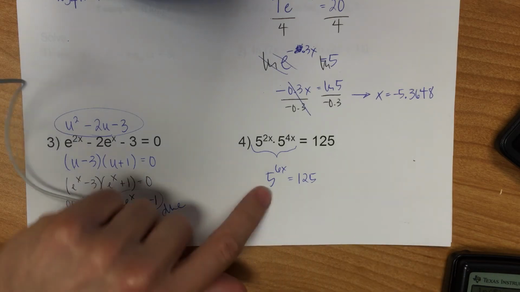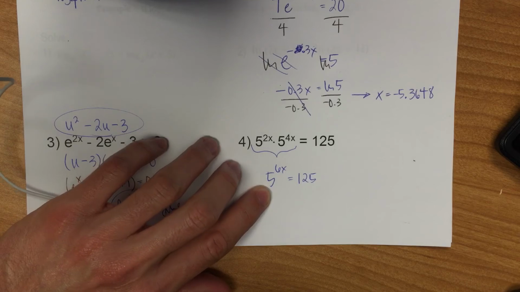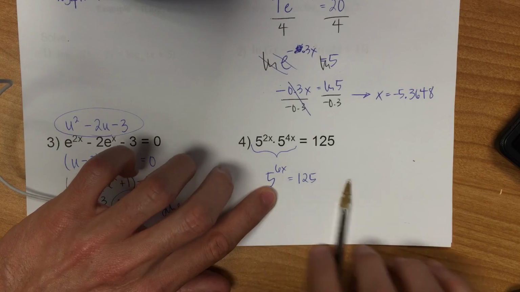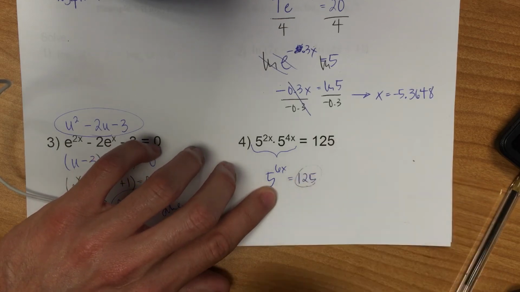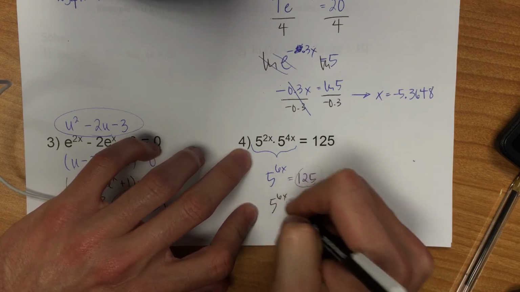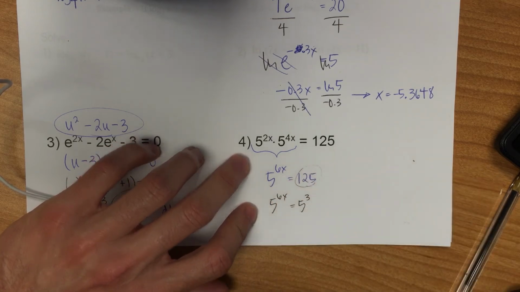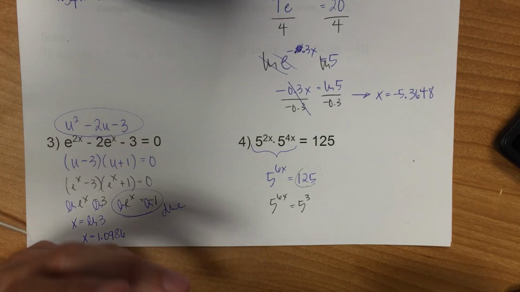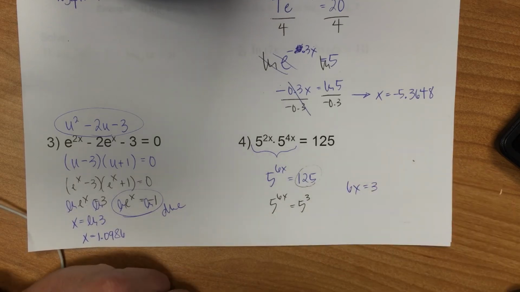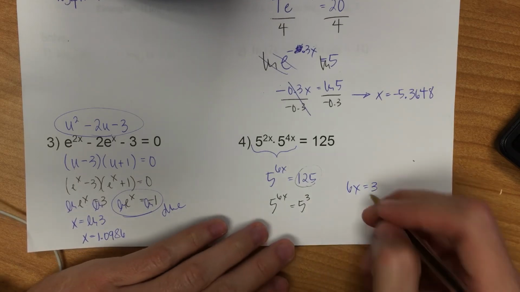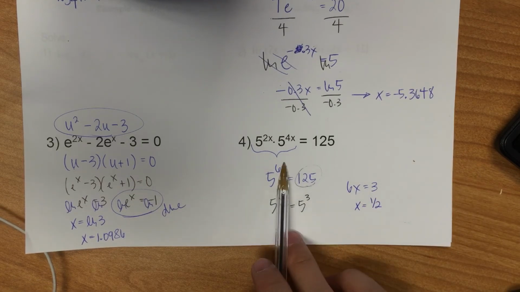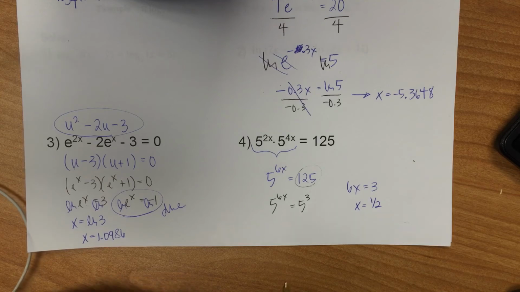Now this problem is just like the ones we started this video with, where if we can write them both as the same base, then I can solve the problem very easily. 125 is the same thing as 5 cubed. So I'm going to write it that way. 5 to the 6x equals 5 cubed. Since the bases are the same, I can set the powers equal. 6x equals 3. And if I divide, I get x equals 1/2. So a problem that looks scary doesn't end up being so bad.